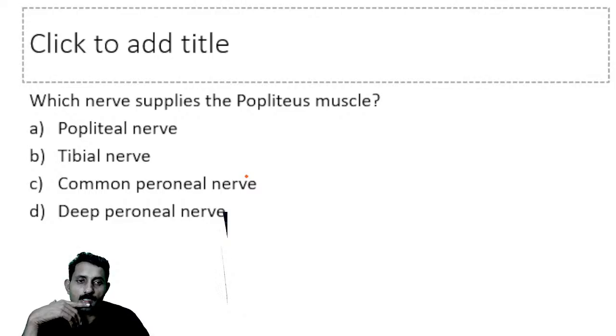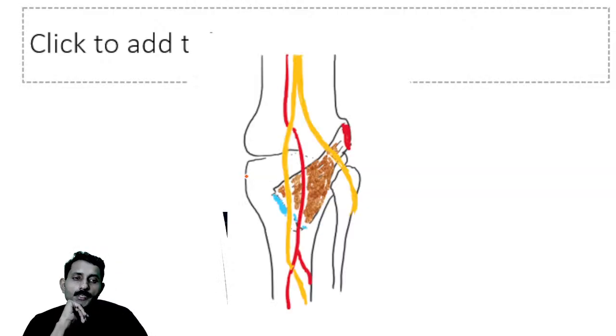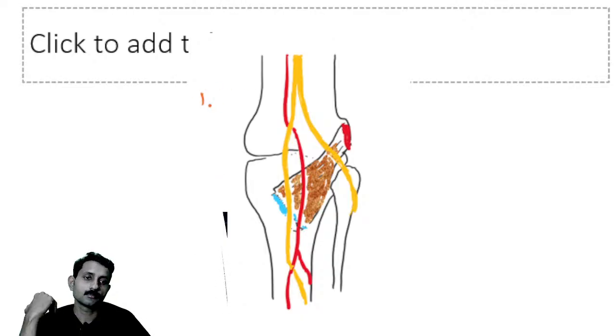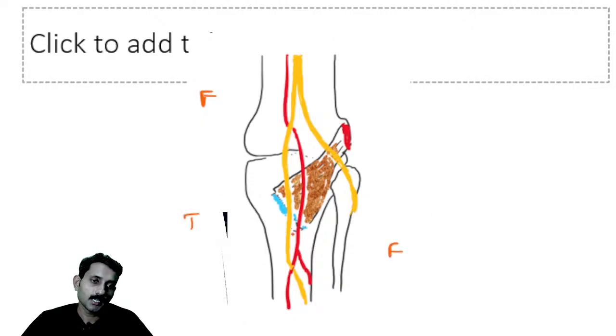Now, which nerve supplies the popliteus muscle? Popliteus is a question which is asked here. What is the popliteus muscle? On the posterior aspect, this is a femur, this is tibia, this is fibula. You can see one muscle there in the popliteal fossa.